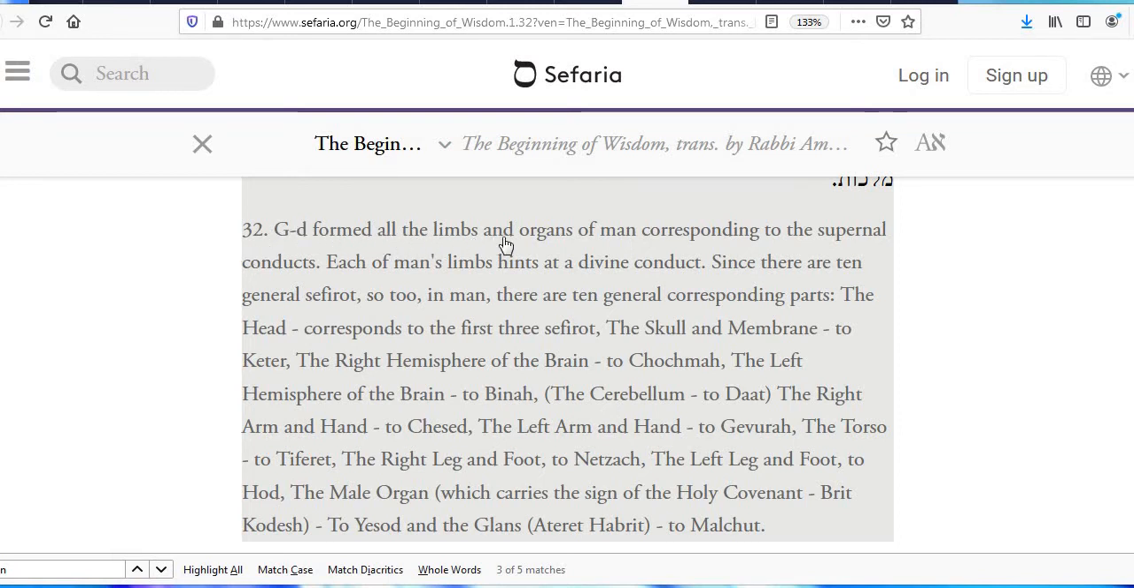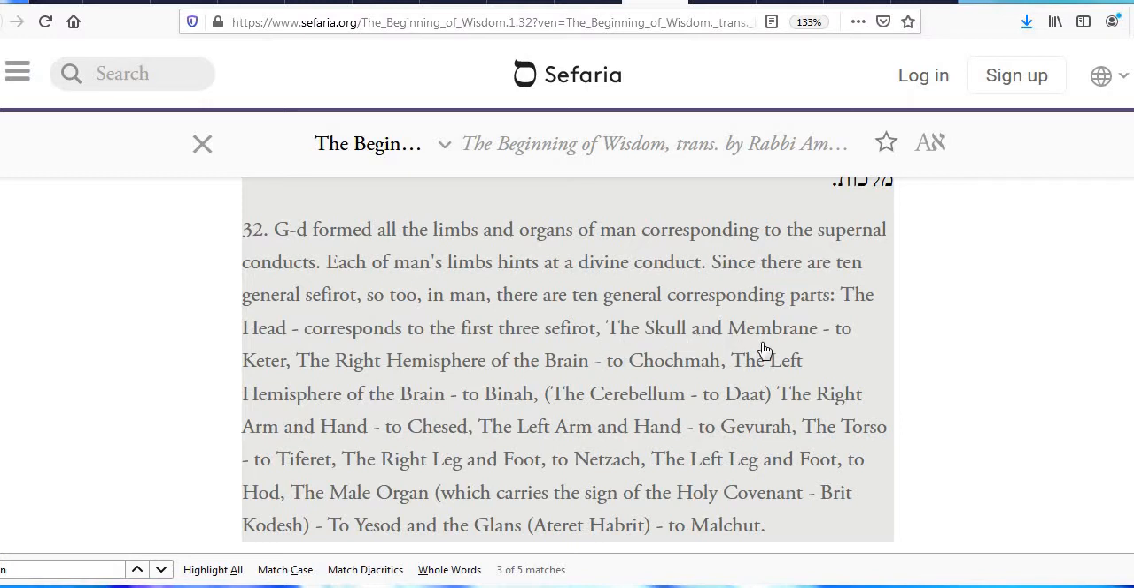God formed all the limbs and organs of man corresponding to the supernal conducts. So the ways that we're supposed to conduct ourselves, the way we're supposed to act. Each of man's limbs hints at a divine conduct. Since there are 10 general sephirot, or spheres, in the tree of life, so too in man there are 10 general corresponding parts. The head corresponds to the first 3 sephirot, which are Chochmah, Binah, and Keter.